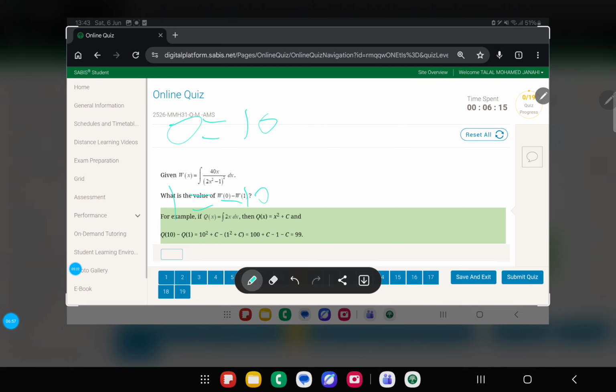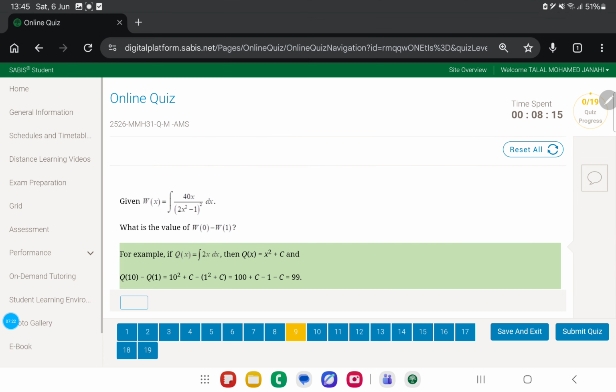Since they want us to subtract them, they wanted 0 minus 1, right? So just do it with the answers you got: 10 minus negative 10. You know that minus negative just becomes positive. So 10 plus 10 equals 20. And that is the final answer. So you just put 20 over here.